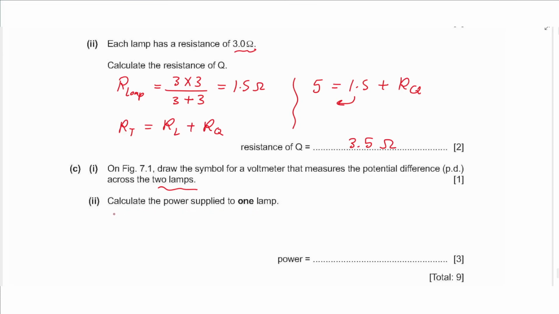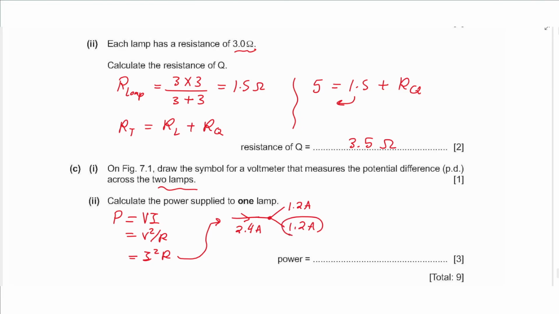CII says calculate the power supplied to one lamp. We have three equations for power, either VI or V squared over R or I squared R. The easiest one would be this one, since we have the current in the circuit and those are identical lamps. So if we have 2.4 amperes going into the branching and the lamps are identical, each branch gets 1.2 amperes, which is half the current.